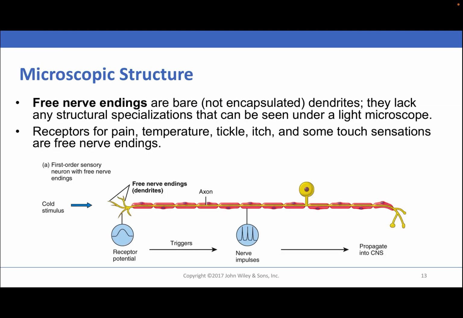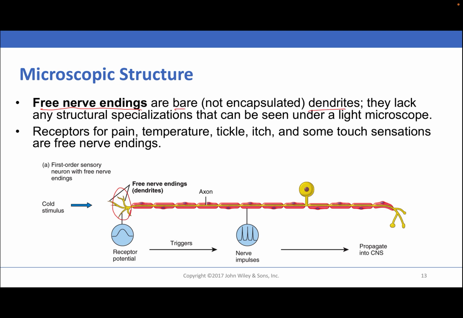So, starting with the microscopic structures, we've got three main options for these. For starters, we've got our free nerve endings, okay? This is just a bare, naked dendrite on the sensory neuron, right?